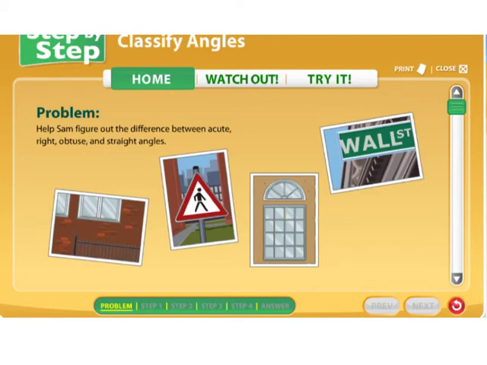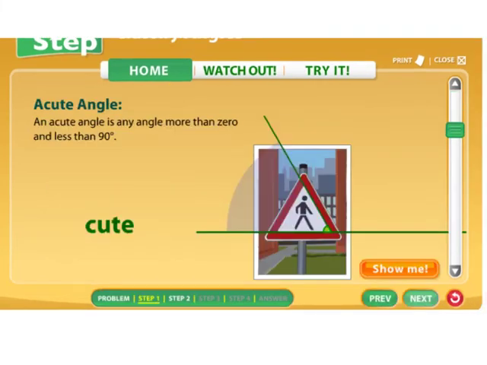For a math project, Sam took photographs of a bunch of angles that he found around town. Right angles, acute angles, obtuse angles, and straight angles. But it's always tough to remember which is which. Let's review angles together step by step. For the first portrait, the acute angle. An acute angle is any angle that measures more than 0 and less than 90 degrees. I know it's silly, but an easy way to remember it is to say, an acute angle is so small, it's cute.